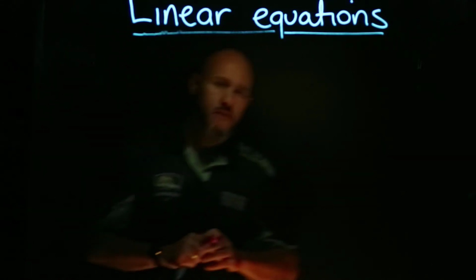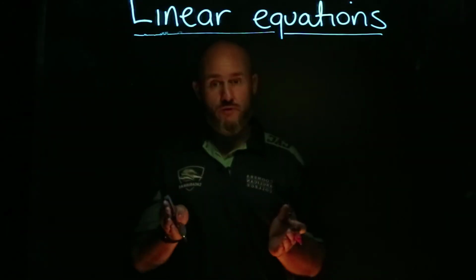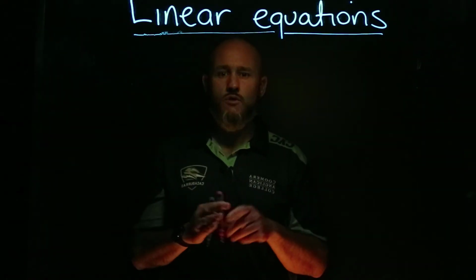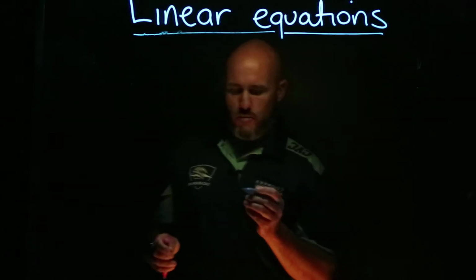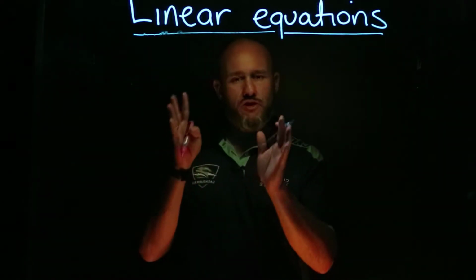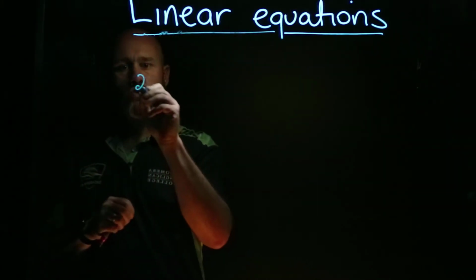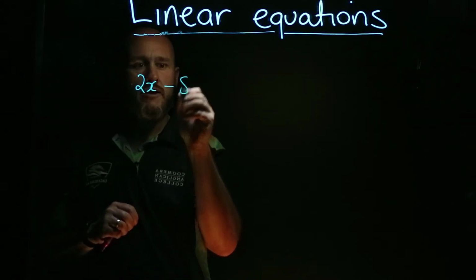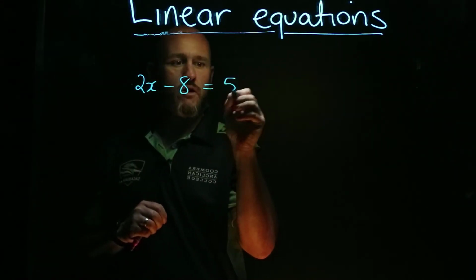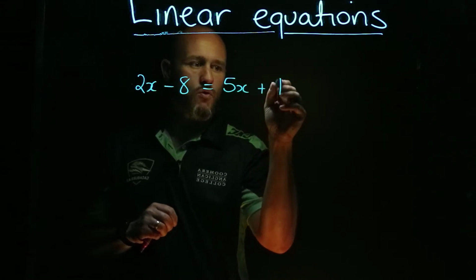X on both sides. Now another type of equation we did say we could get is an equation that involves x on both sides. So let's talk about that, and I'm going to deliberately set this up with a certain result. So 2x minus 8 is equal to 5x plus 4.